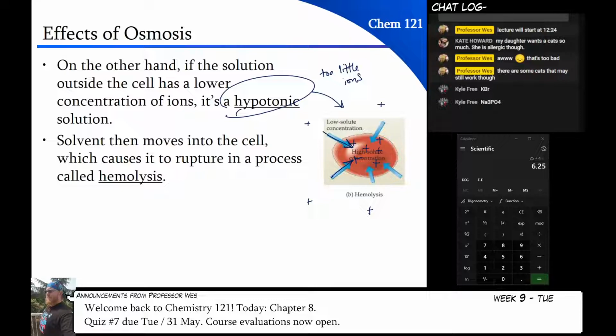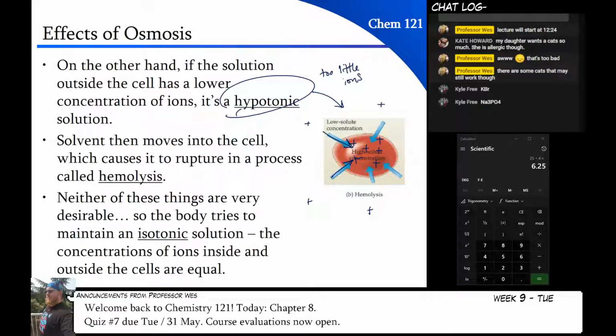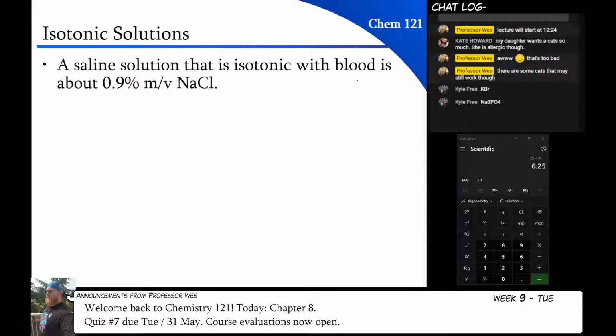Now, by the Goldilocks principle, there must be some concentration of ions that is just right. And there is, and that's called isotonic. An isotonic solution has the same concentration of ions both inside your cells and outside your cells. Now, Professor West, what is that concentration? How would I know what concentration of solution to make if I wanted to treat somebody for dehydration? And the answer is, well, scientists have figured that out. It's this. This is your saline solution.